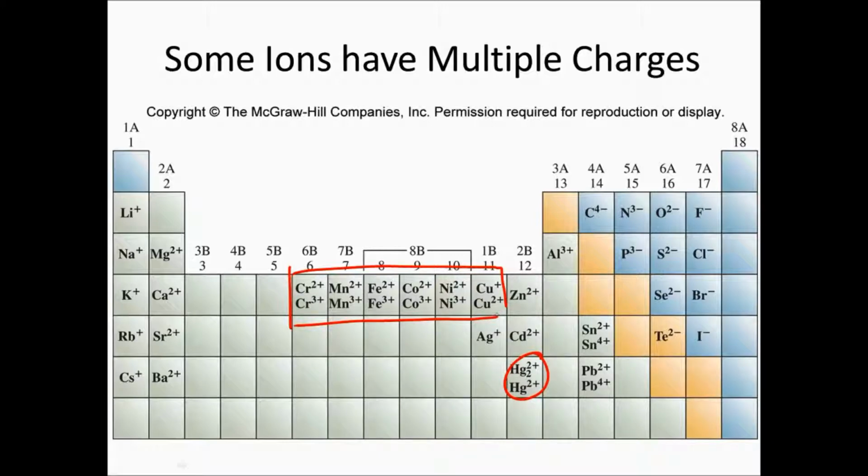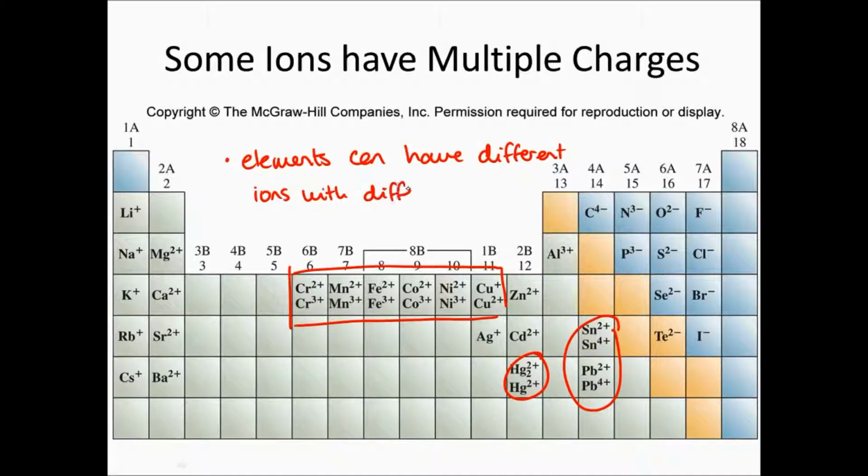so transition metals, and also for the heavier group 3 and 4 elements, what you find is that elements can have different ions with different charges.